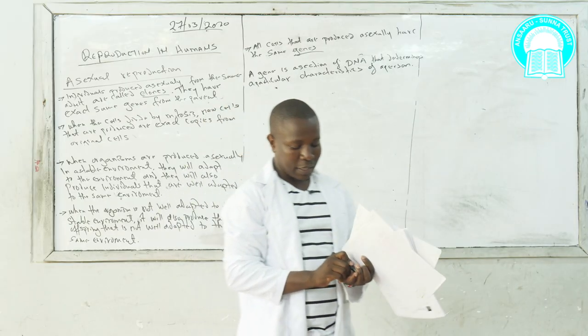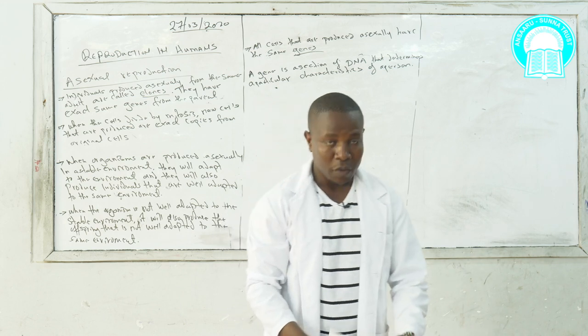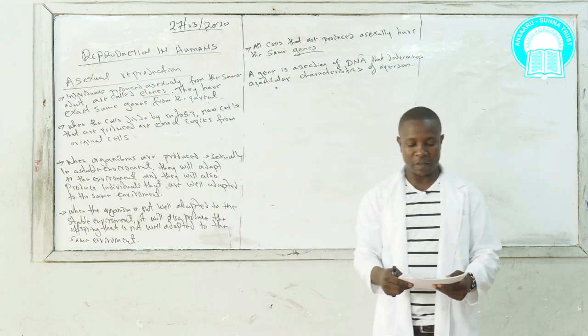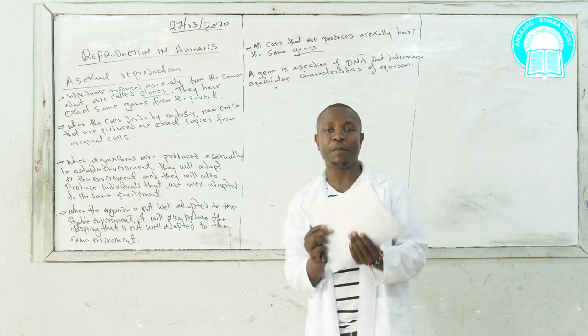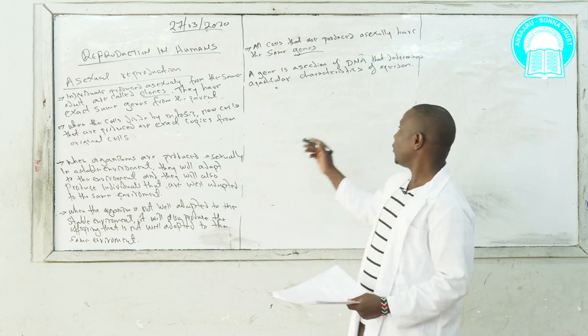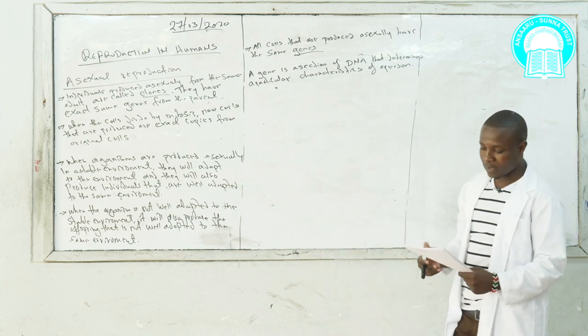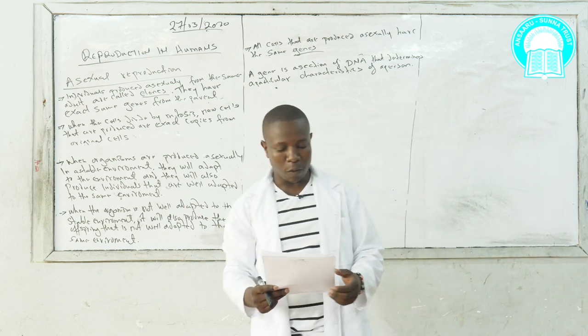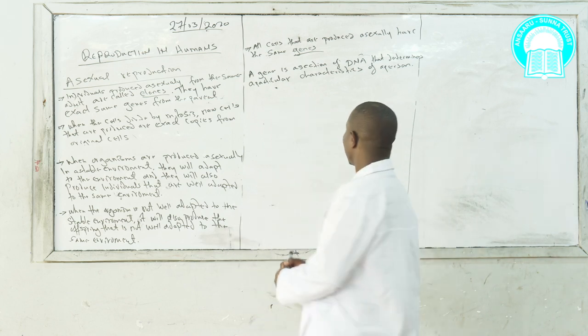A particular characteristic of a person. So the genes are able to tell us your behavior. Genes are the ones that determine the characteristics of a person. Genes are found in the nucleus of a cell on the chromosome.